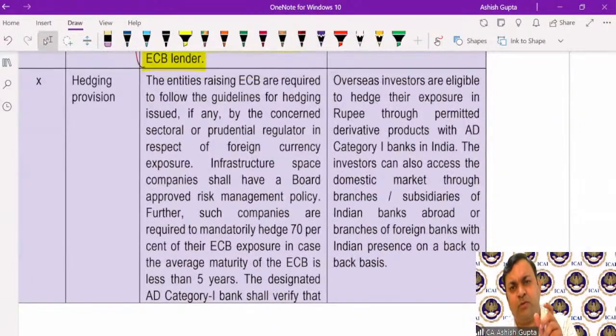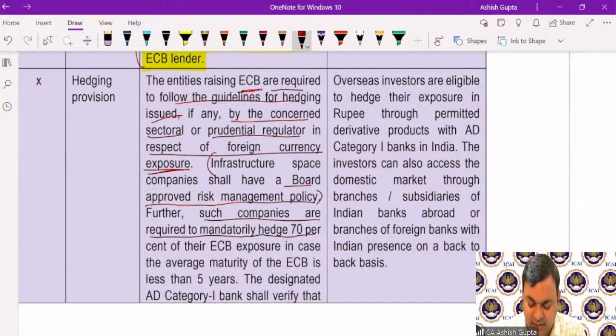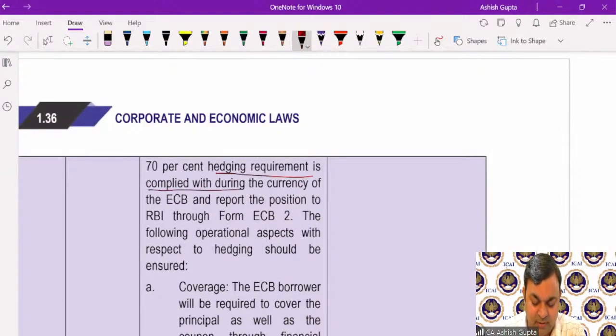Hedging provision. Hedging means to mitigate the risk. The entities raising ECBs are required to follow the guidelines for hedging issued, if any, by the concerned sectoral prudential regulator in respect of foreign currency exposure. Hedging is required. Infrastructure space companies shall have a board approved risk management policy. So the law has provided that you should have a board approved policy. Further, such companies are required to mandatorily hedge 70% of their ECB exposure in case the average maturity of the ECB is less than 5 years. The designated AD Category 1 shall verify that the 70% hedging requirement is complied with during the currency of the ECB, and report the position to RBI through form ECB2. You need to report that also.